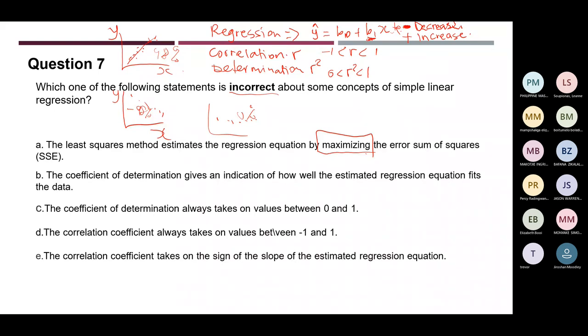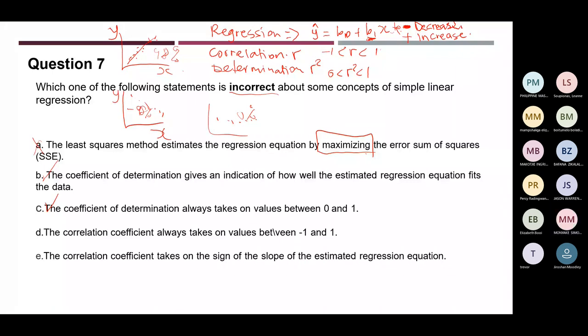Option B, the coefficient of determination gives an indication of how well the estimated regression equation fits the data. Yes, because we know how much of your independent values, the attributes, is attributed to how you estimated the values of your y. So that will be correct. Oh, this is the incorrect one. The coefficient of determination always takes values between 0 and 1. I just explained it there, and that is correct. The correlation coefficient always takes values between minus 1 and 1. I explained it there, and that is correct.